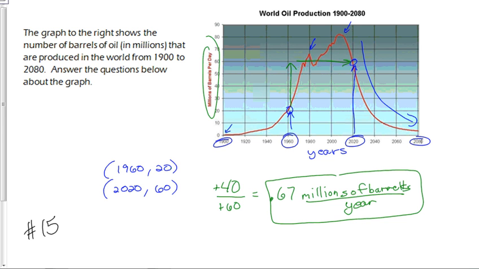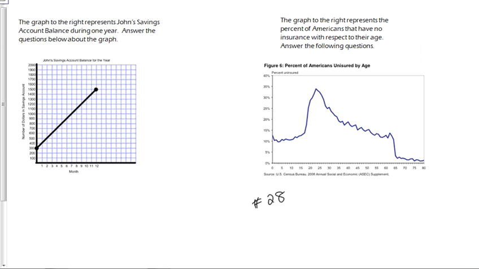So from 20 to 60 makes 40, and from 1960 to 2020 makes 60. That's the run. So these numbers, the Y's, go on top, whereas the run numbers, the X's, go on the bottom. All right, you'll get a chance to practice that in number 16 and also in the next graph too. So make sure that you practice it right. Check your answers on the back. All right, let's go to the next graph.